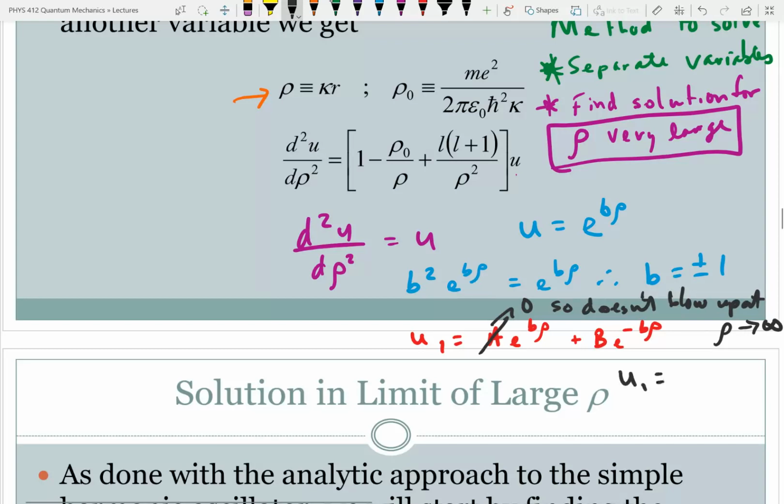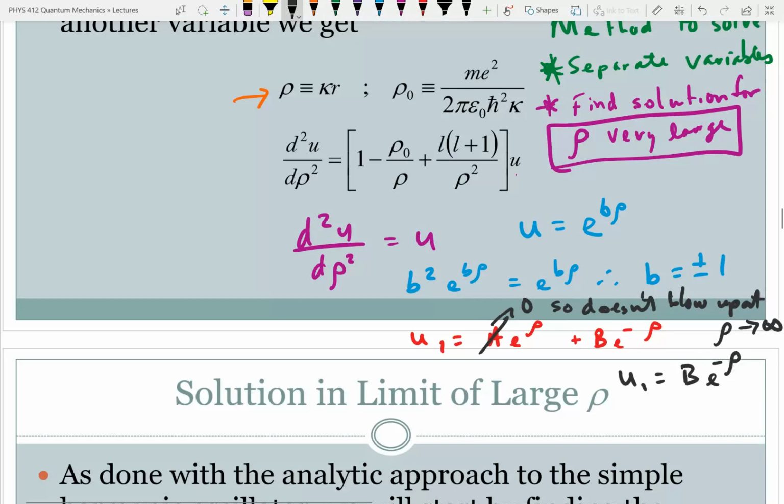So our u1 is some normalization constant times e to the minus rho. I don't know why I put a B there. We just learned that B was plus or minus 1. We don't have to put a B there when we know it's plus or minus 1. Okay, so that's simple enough.